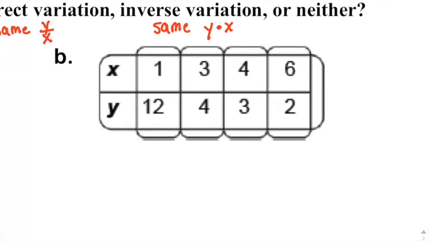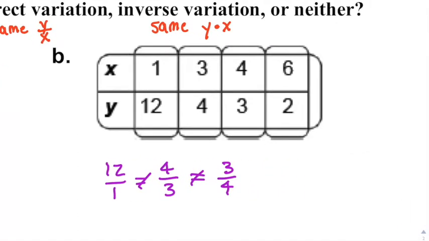Okay. Same idea here on this one. Let's see if the quotients are the same. 12 over 1. Definitely not the same thing as 4 over 3. You can pretty clearly see that right away, which is also definitely not the same thing as 3 over 4. Remember, I'm doing y over x values.